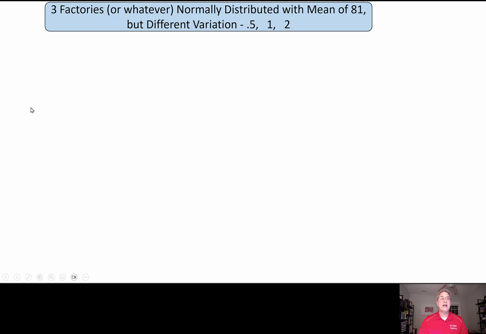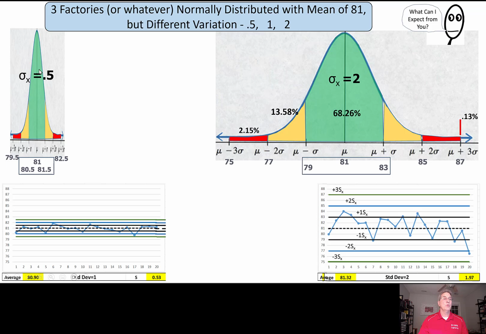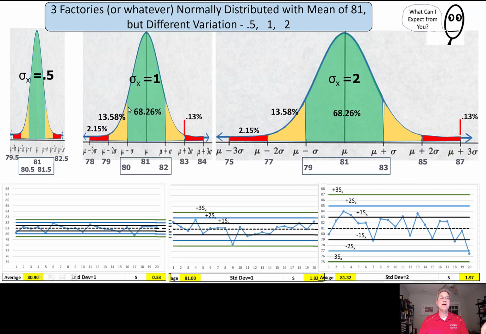But with this information, we then said, okay, let's look at three factories that are all normal with an average of 81, but different standard deviations. And what can I expect? So we saw here's one with a standard deviation of 2. We saw a standard deviation of 0.5 and then a standard deviation of 0.1, three different factories.